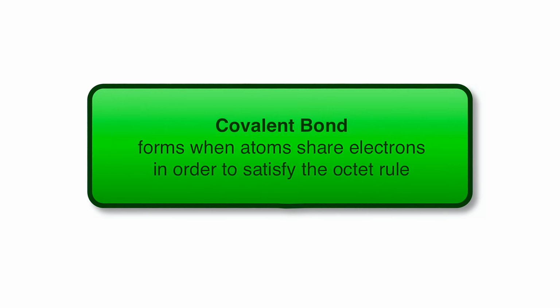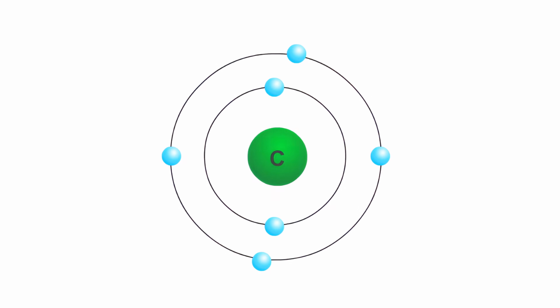A covalent bond is formed when atoms share electrons in order to satisfy the Octet Rule. For example, a carbon atom holds 4 electrons in its outer shell, but it would be much more stable with 8. To gain the additional 4 electrons, carbon can share with other atoms, and thereby have a completed outer shell.